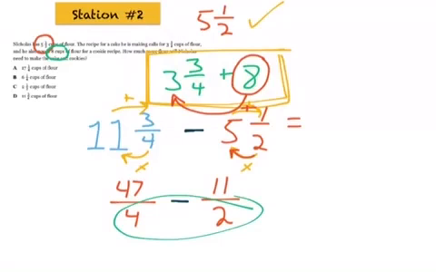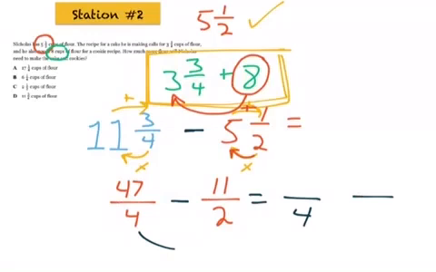I need a common denominator. I have a 4 and a 2. So what could we use as a common denominator? What is the number that they both go into? There's a lot of them. We could use 8. We could use 12. But a real good one to use right now would be 4, because 4 goes into itself, as you see here, and 2 also goes into 4.